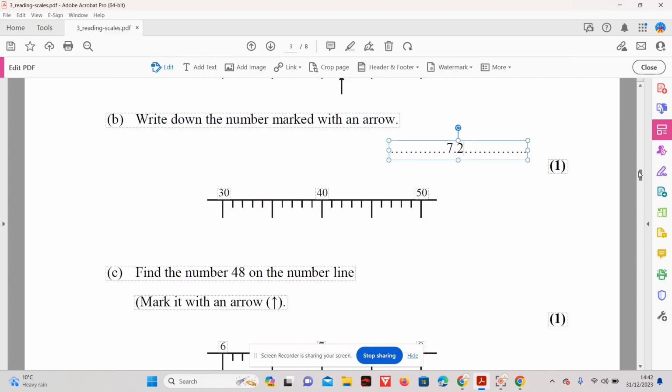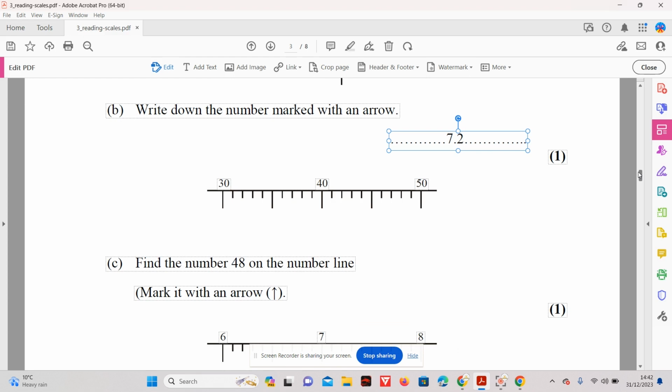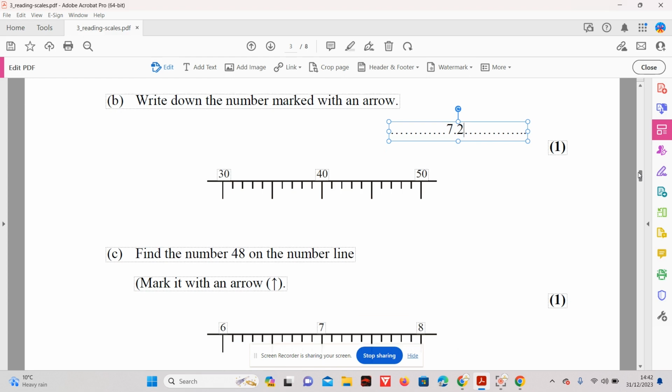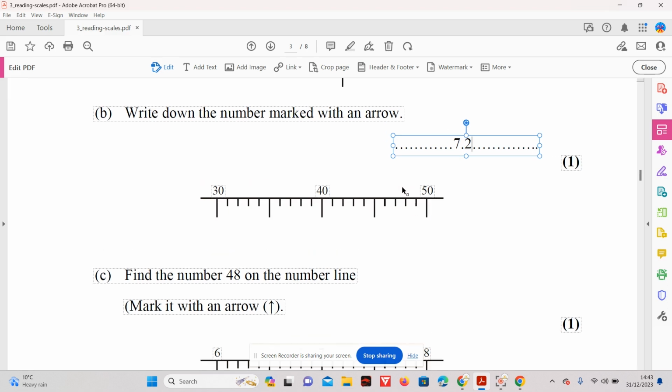And then question 2c. Find the number 48 marked with the arrow. Again, the gap between the numbers is 10. And the reason I'm saying this is because it's just easier. So we need to find number 48. So I'm going to go straight to 40. And we know it's 10 in between. So therefore, we just need to count once. We've got 40, 41, 42, 43, 44, 45, 46, 47, 48. So 48 would be here. I'm going to zoom in a little bit more. So 48 would be here. Not much else to it really.